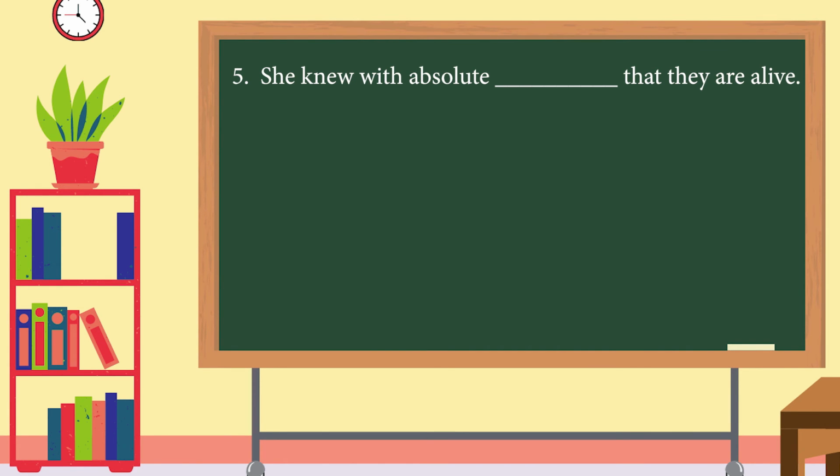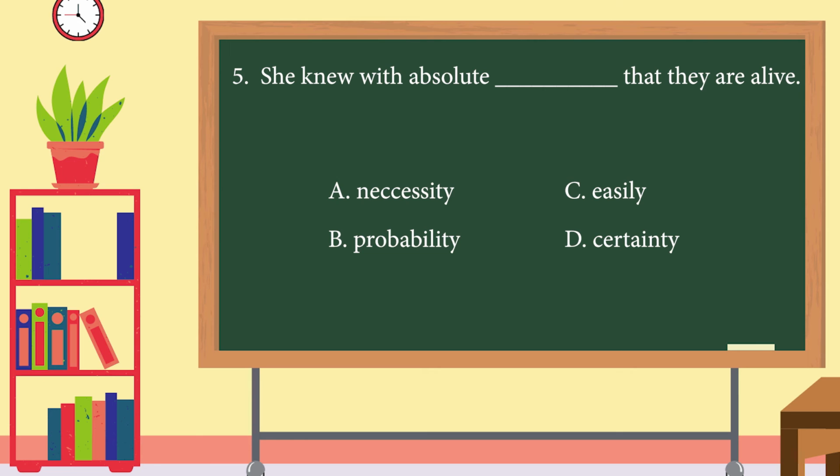Time's up. Number 5. She knew with absolute blank that they are alive. A. Necessity. B. Probability. C. Easily. D. Certainty. Time's up. Are you done?